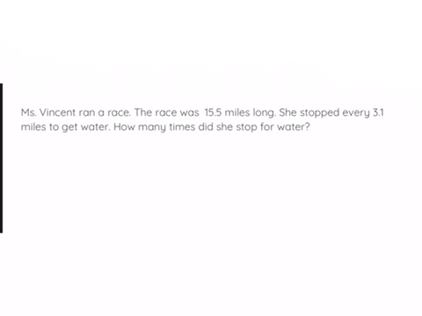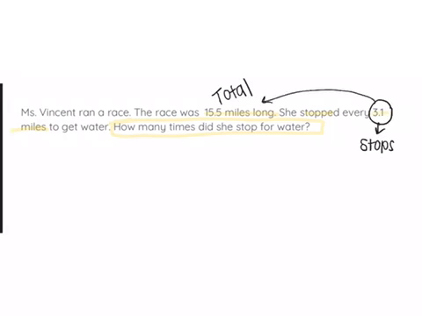Now we're going to look at a new problem. It says Miss Vincent ran a race. The race was 15 5/10 miles long. She stopped every 3 1/10 miles to get water. How many times did she stop for water? So I know right off the bat after reading this that 15 5/10 is the total distance of this race, and this 3 1/10 represents the stops. So this represents the pieces out of this total.